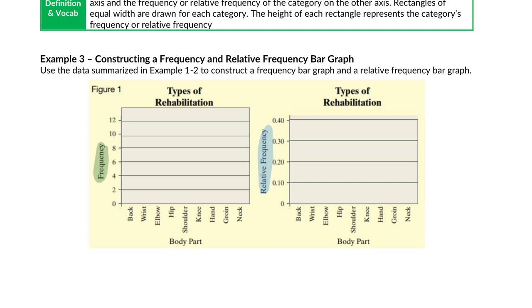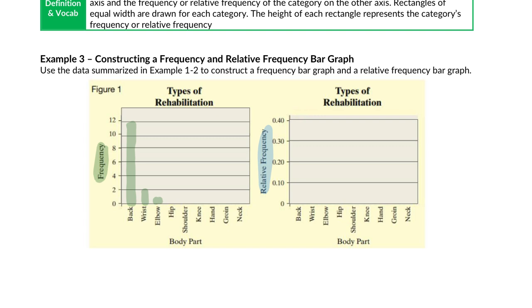What is the frequency of the back? 12. So you're going to take your highlighter and you're going to make a line for 12. If you use it correctly, it'll end up looking like a rectangle. Mine is rounded, so it's not as accurate. But yours, you can make it a rectangle. How many for the wrist? 2. How many for the elbow? 1. Do you see how we're doing this?